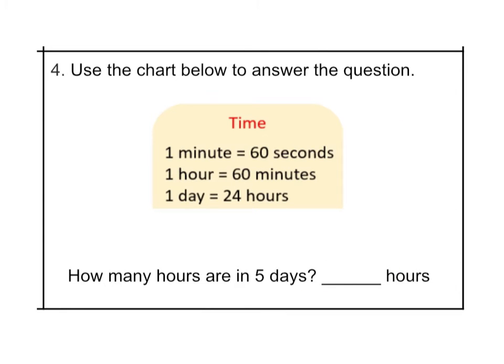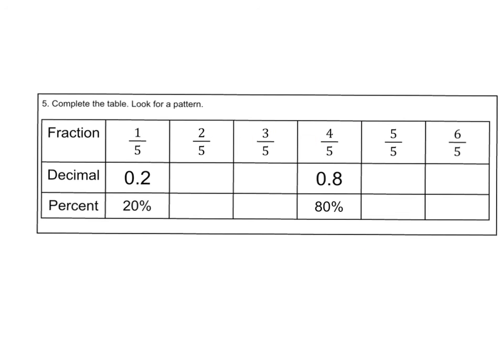Use the chart below to answer the question. So this chart shows you equivalencies for time. How many hours are in 5 days? So I want to first figure out, okay, there are 24 hours in 1 day. So I'm trying to figure out how many hours are in 5 days. So I am thinking about 1 times 5 to get me to that 5 days. So 24 times 5 equals 120. So there are 120 hours in 5 days.